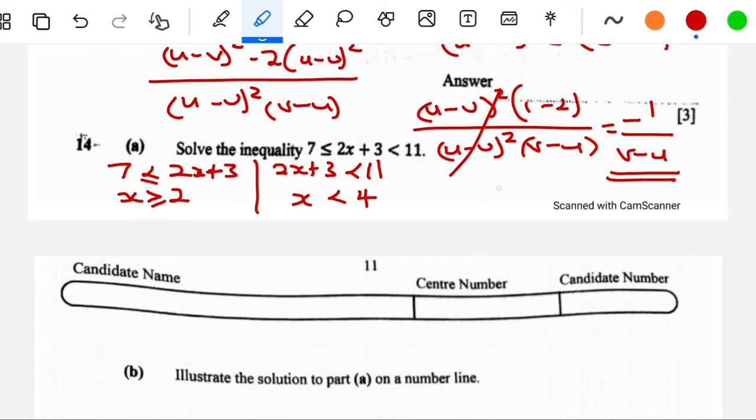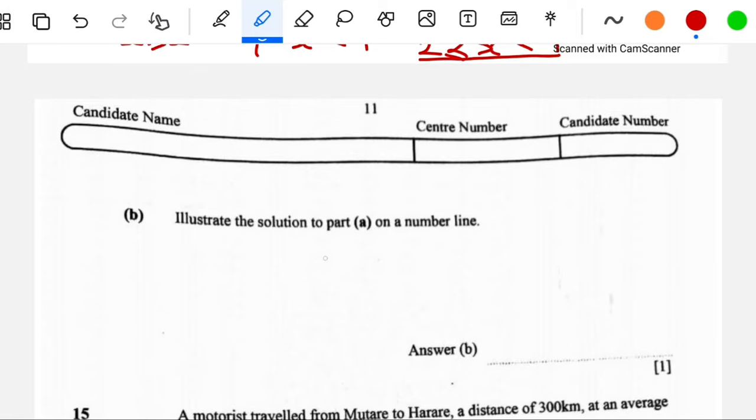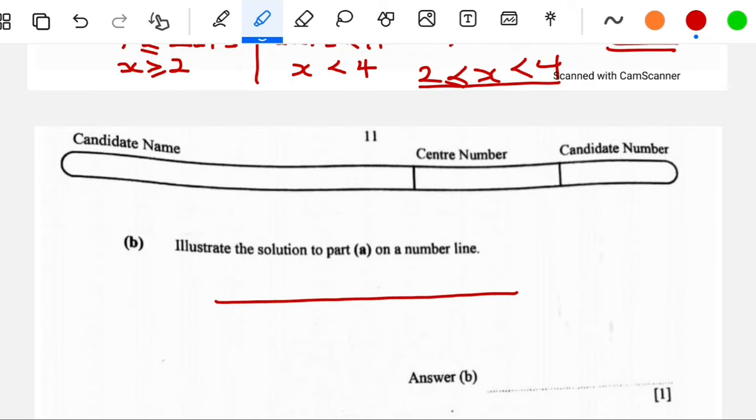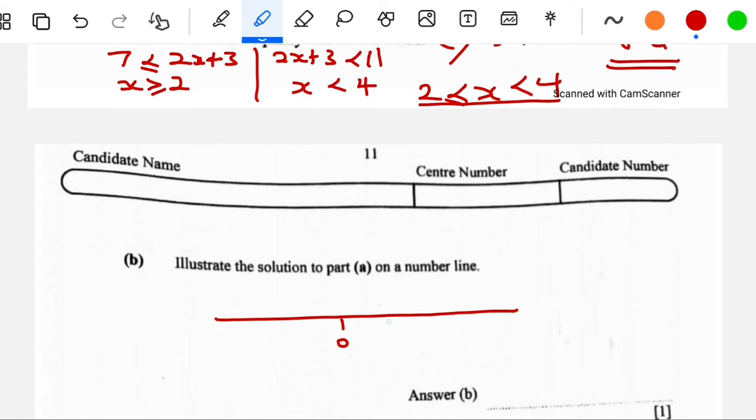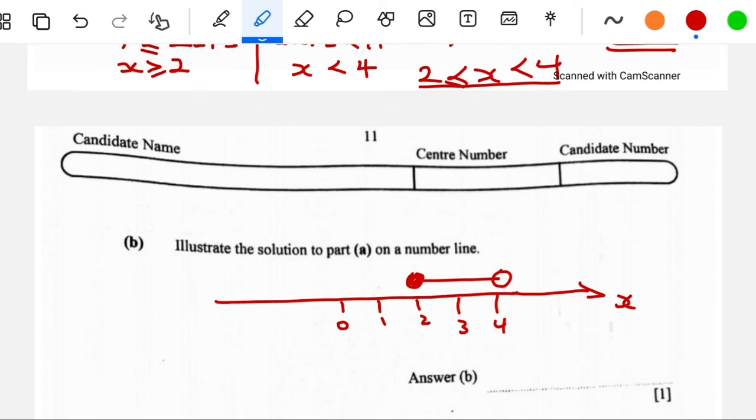Alright, knowing this, I can then combine them here and have x: 2 less than or equal to x less than 4. So this would be my answer there. Then B, illustrate the solution on a number line. On a number line, I have 0, 1, 2, 3, 4, like this. And I know that I have circles on 2 and on 4. The one on 2 is shaded inside. So this is an illustration on the number line.